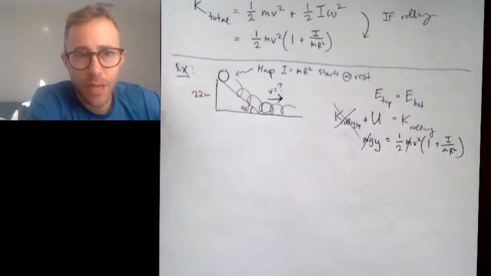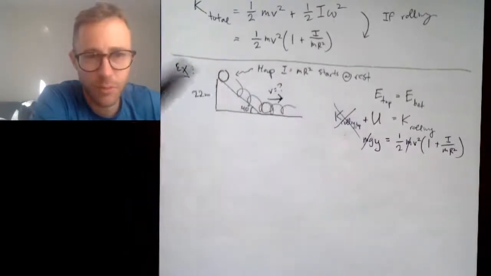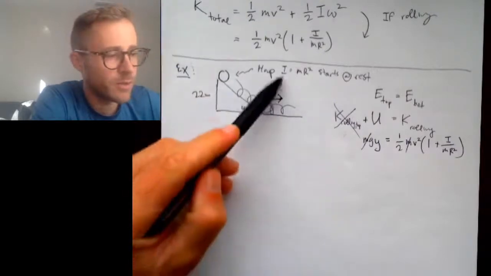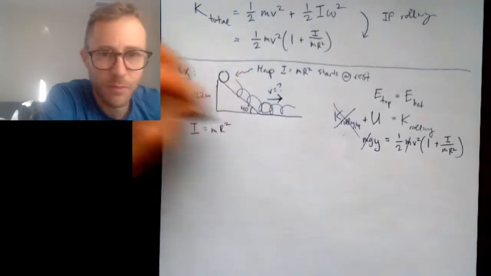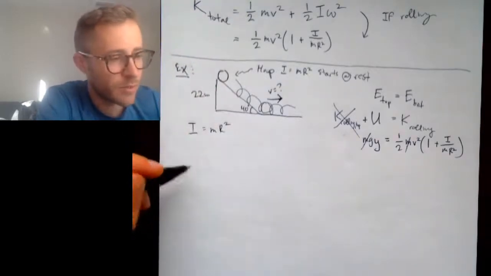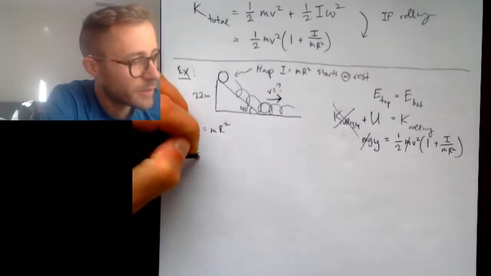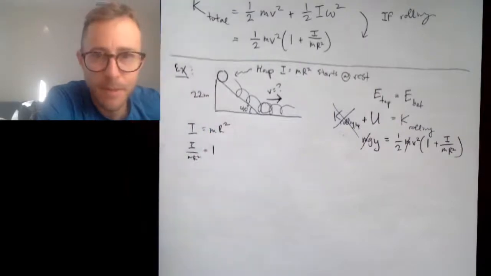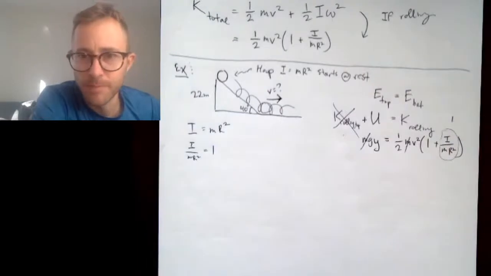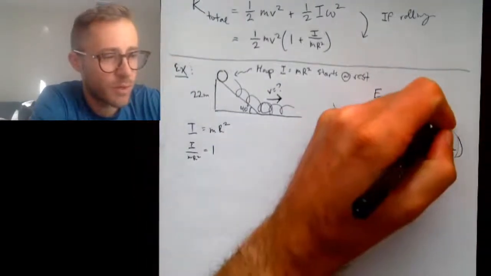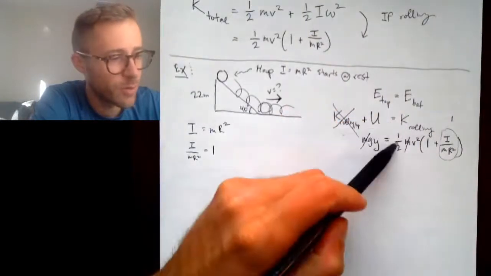And you might be panicking because you might say, well, gee, Mr. P, you didn't give me the mass and the radius of this hoop. And it turns out that it's not going to matter, because if we take the equation I equals mr squared, which is true for a hoop, and we divide both sides by mr squared, we get that I over mr squared is just 1. Okay? So this I over mr squared, I can replace it with 1. And then I have 1 plus 1, which is 2. And then that 2 is going to cancel with the 1/2 here.